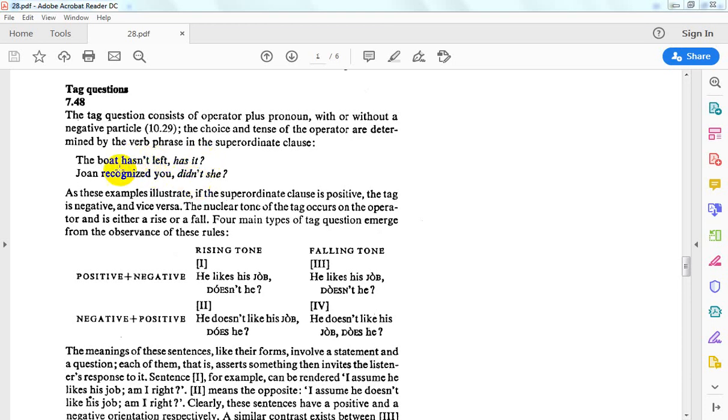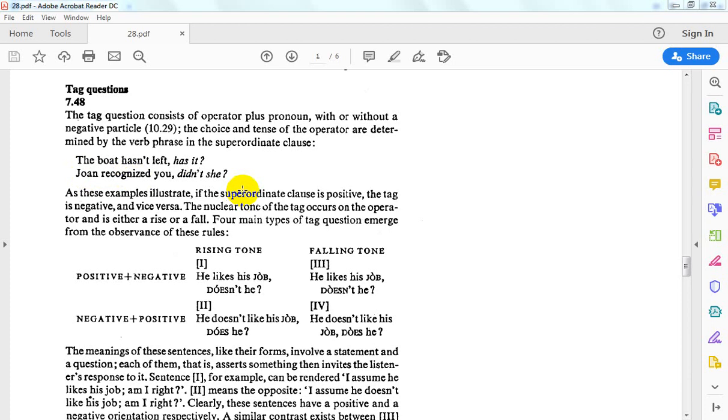Juan recognized you. You see, Juan recognized you. It is positive. I don't have an operator here, but I make it didn't she. She referring to what? Referring to Juan. As these examples illustrate, of course, if the superordinate clause is positive, the tag is negative, and vice versa.